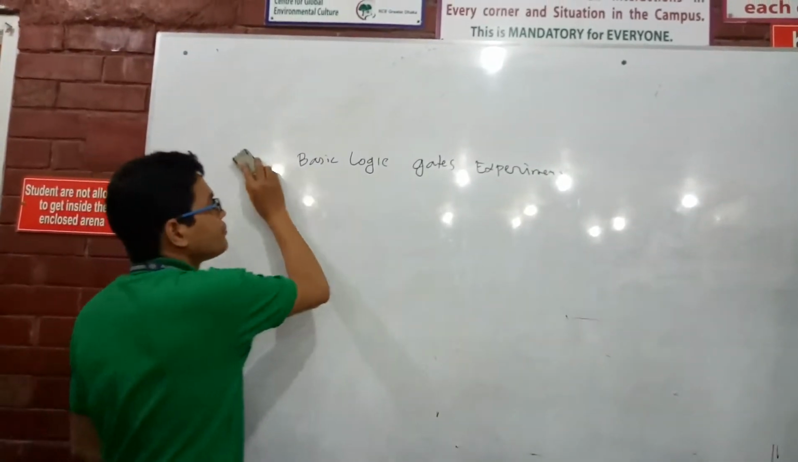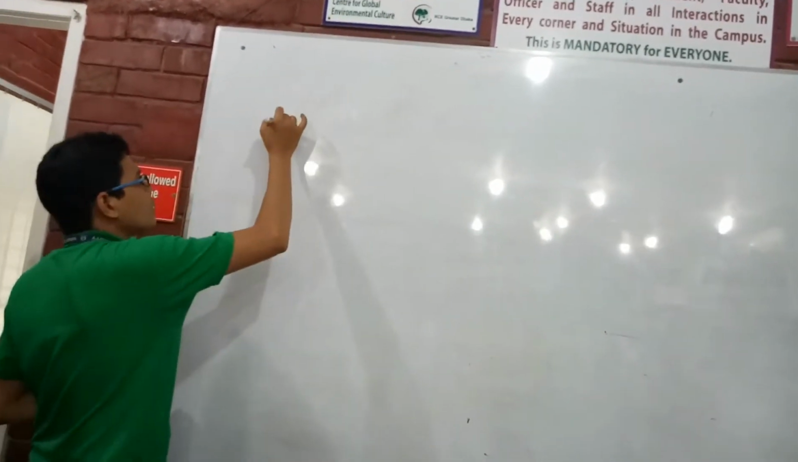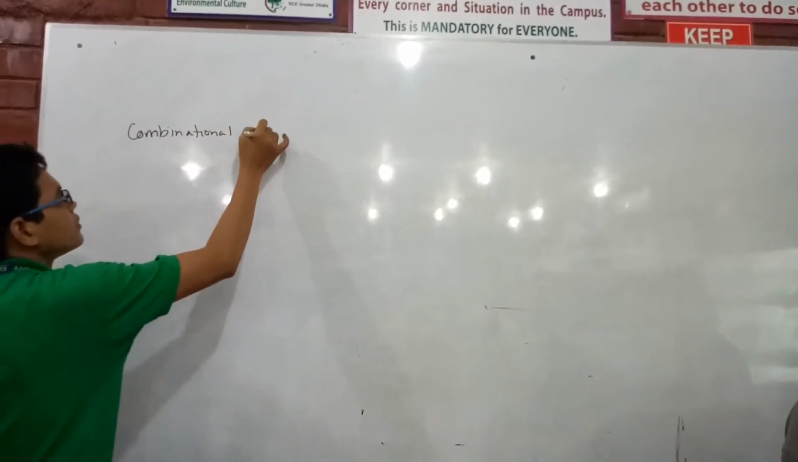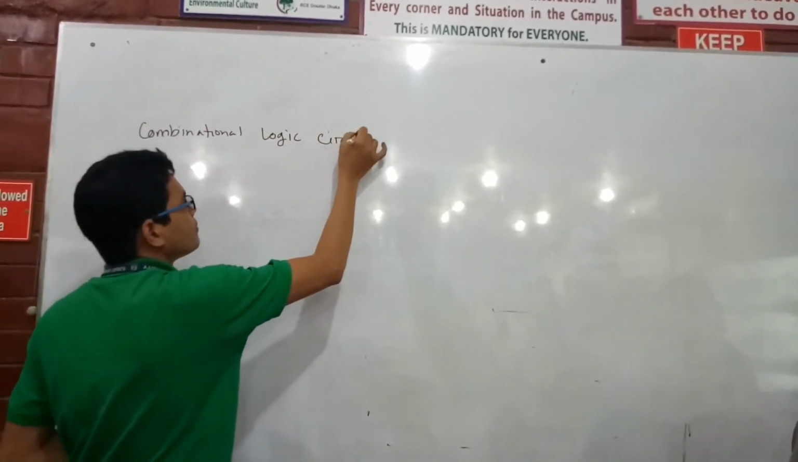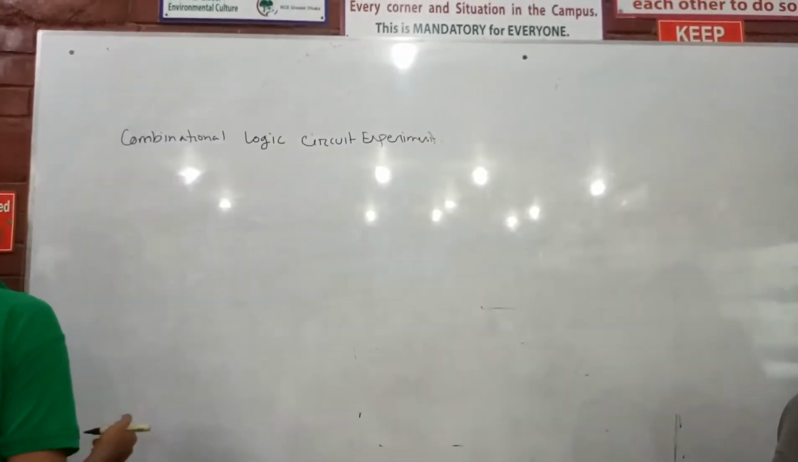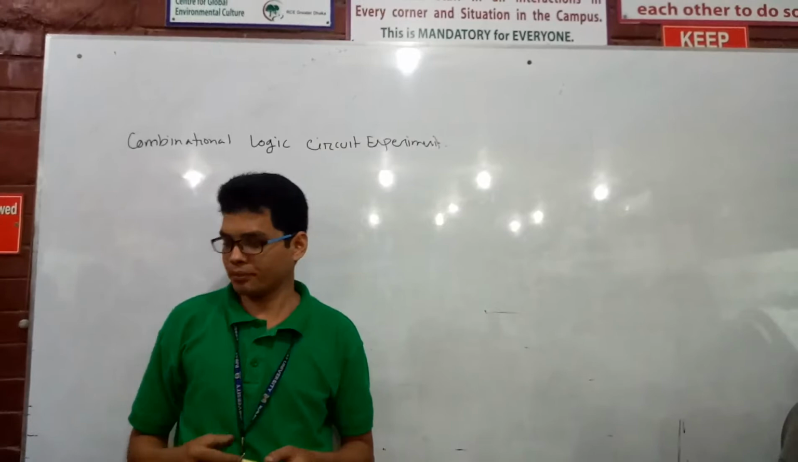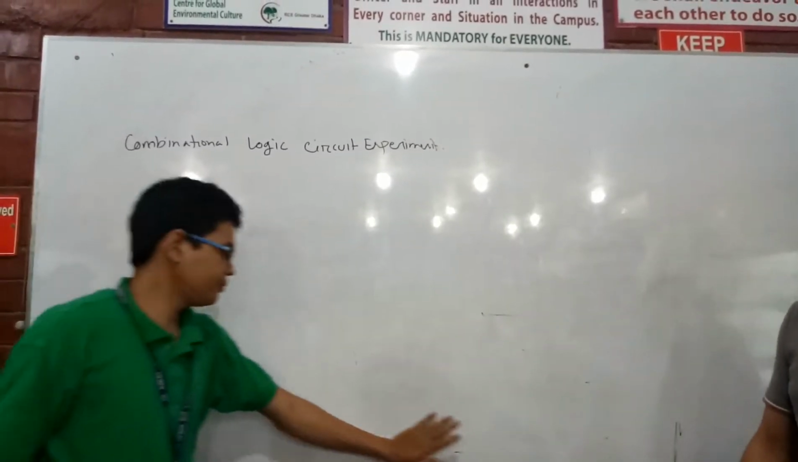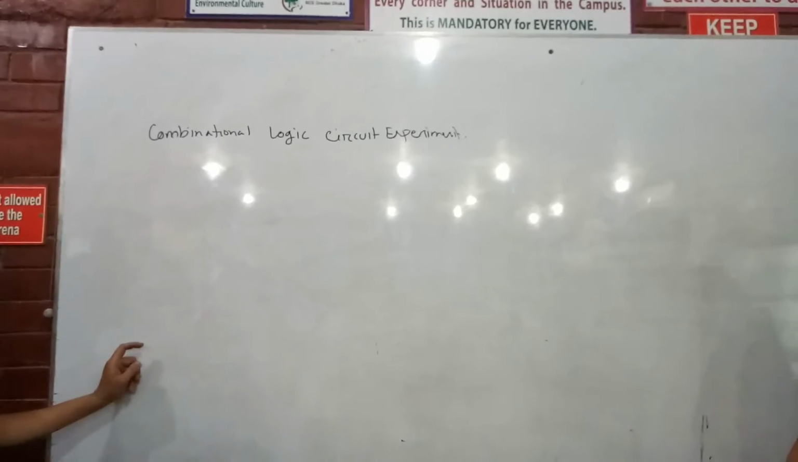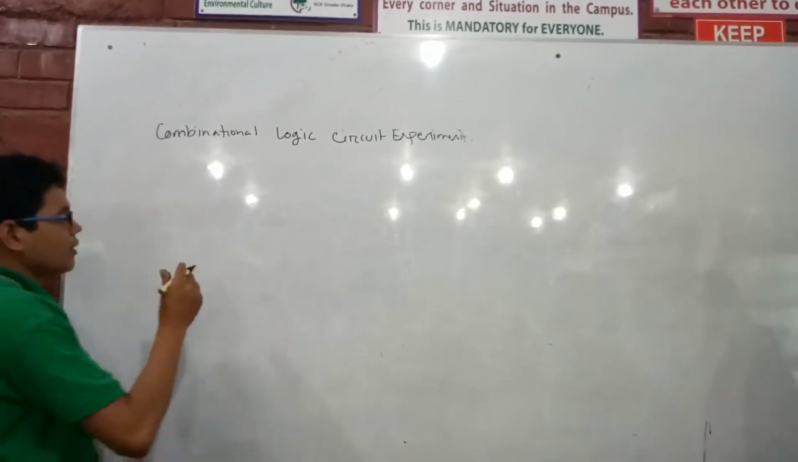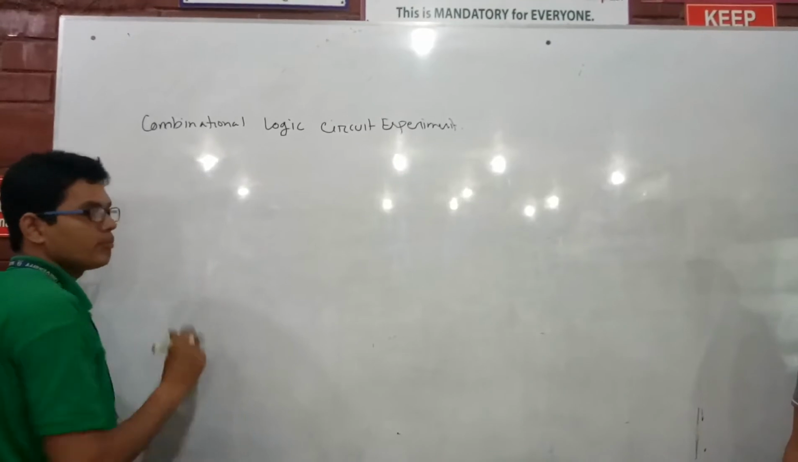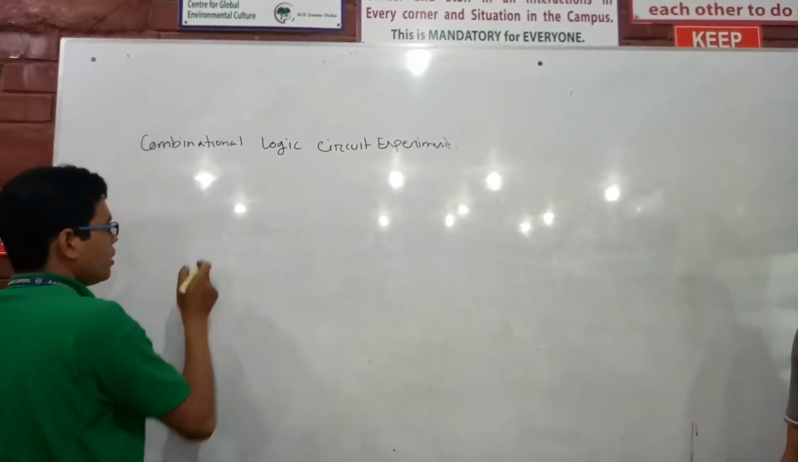So you have seen, listen. This is called a combinational logic circuit. Today's experiment will be on a combinational logic circuit experiment. Listen. For example, I'm showing a single thing for now. I would like to convert 5 to 101. You have studied about this, right?